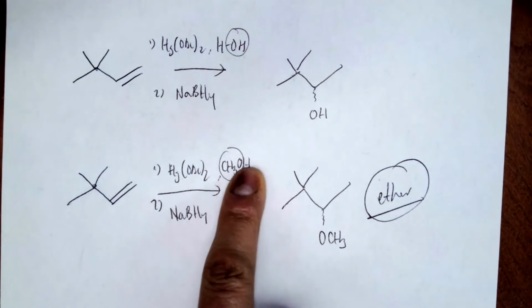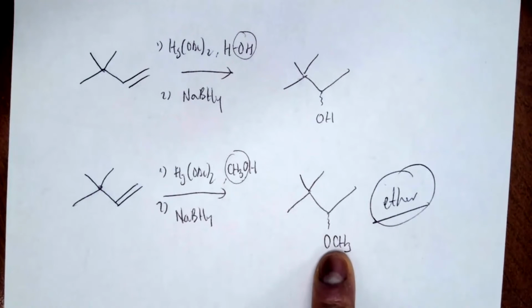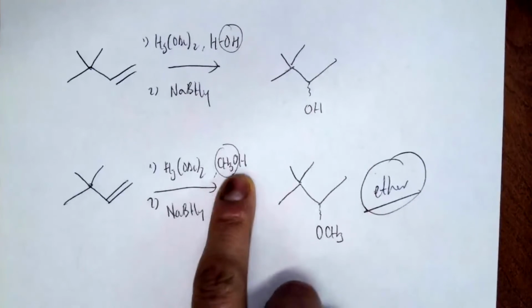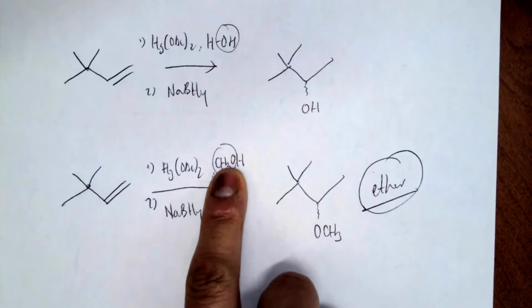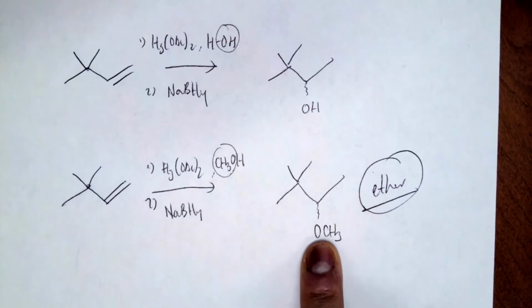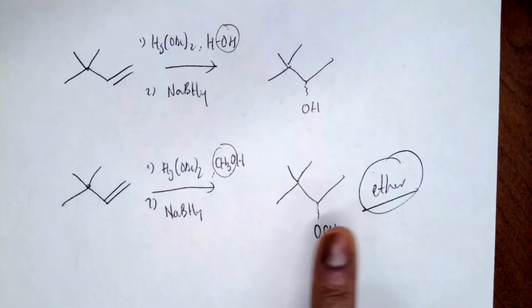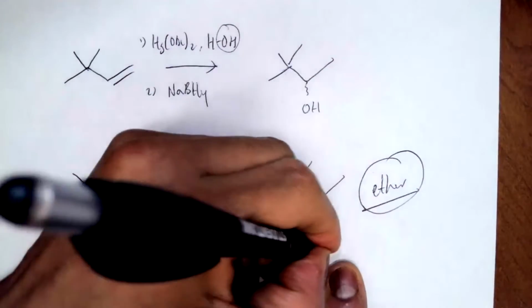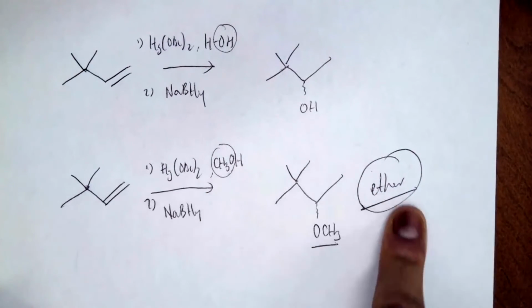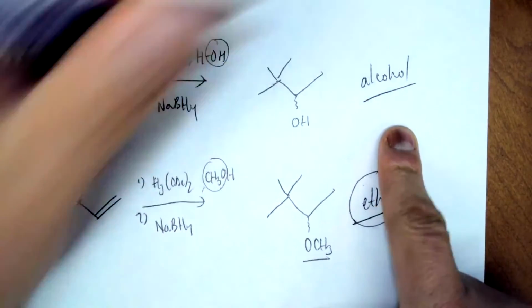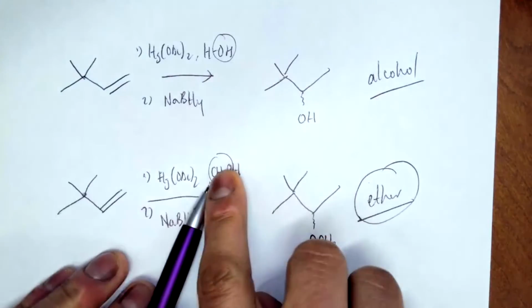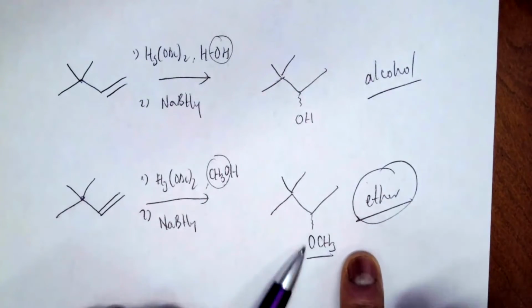What if I use ethanol? You will get ethoxide here. What if I use tert-butanol? Tert-butoxide here. What if I use propanol? Propoxide. I like that name, propoxide. Okay. So you will make ethers. Here you will make alcohols if you use water, but if you use an alcohol, you will get ethers with oxymercuration.